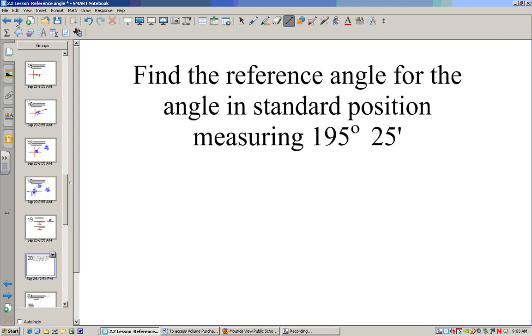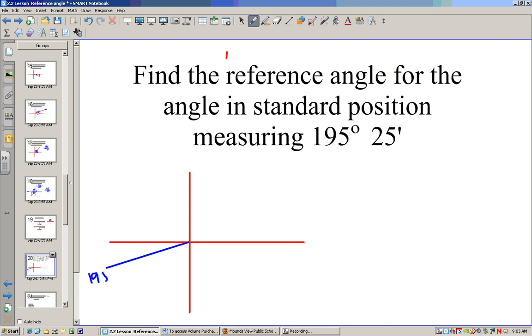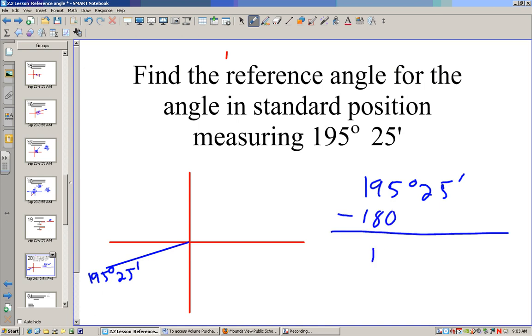Here, if we find the reference angle for an angle in standard position measuring 195 degrees 25 minutes, we just go around 180. This is 195, 25. So subtract that from 180. And we are going to get 15 degrees and 25 minutes.